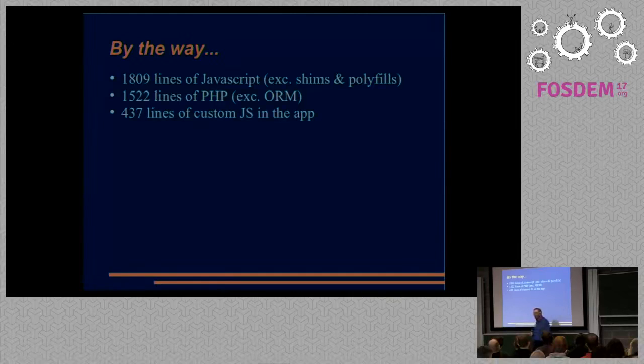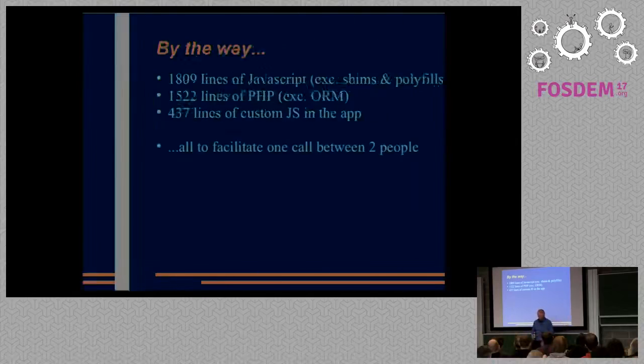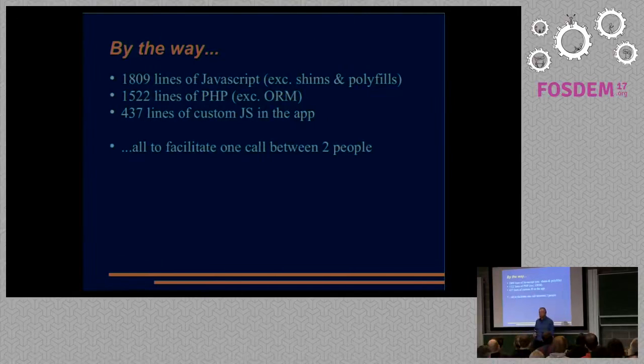And then there were custom JavaScript bits. These are things like, you've got 3 microphones in your system, which microphone would you like to use? A little drop list. All those sort of things needed about 400 lines of code. And that's one call between 2 people. That's not a room facility where multiple people could join. That's not some facility where I make a call and the first available person can answer. That's just one call between 2 people.